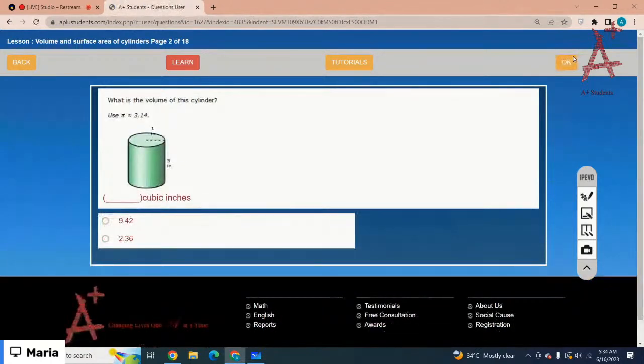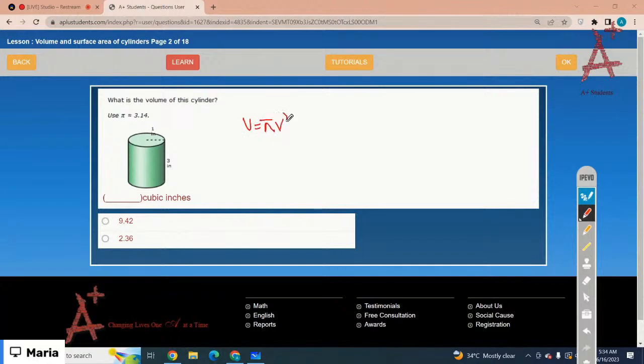Okay, the next one is what is the volume of the cylinder? You are given the radius 1, the height 3. Just use the formula V equals pi r squared h. Pi is 3.14, r is 1, h is 3. So it would be 9.42. Got it? The correct option is 9.42.